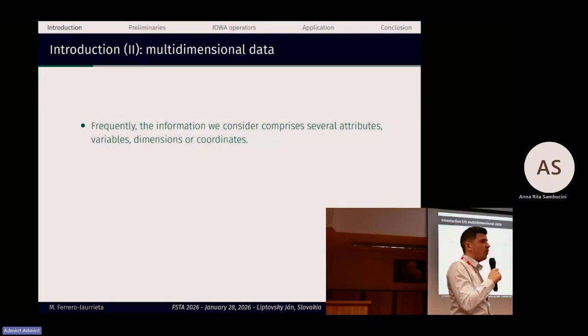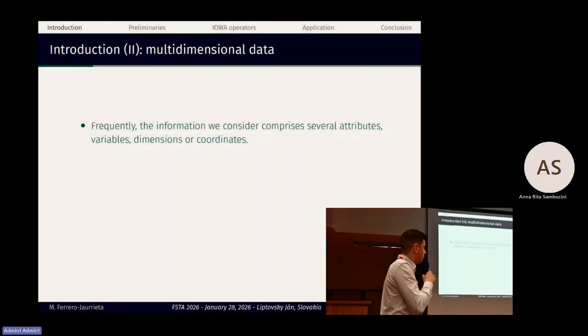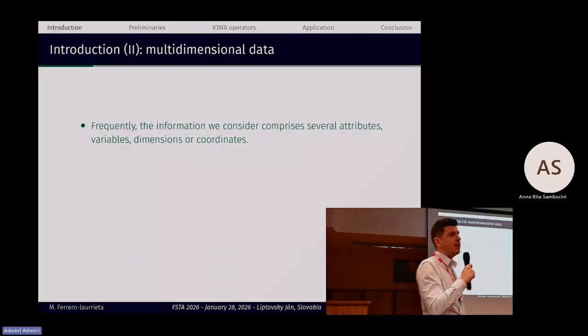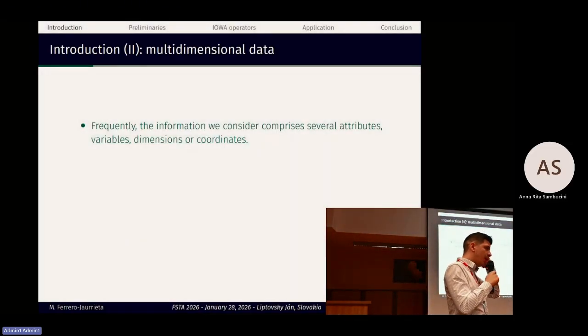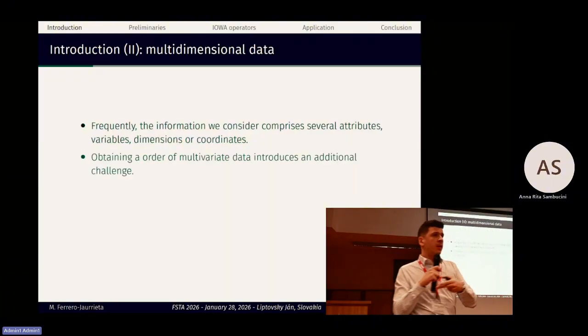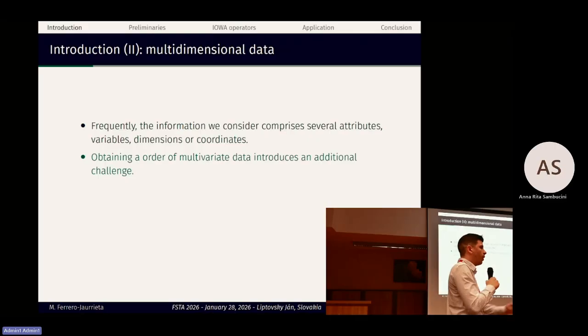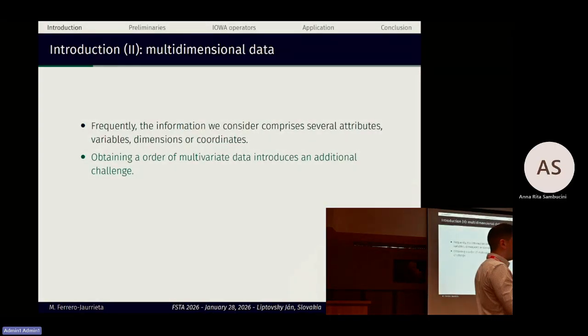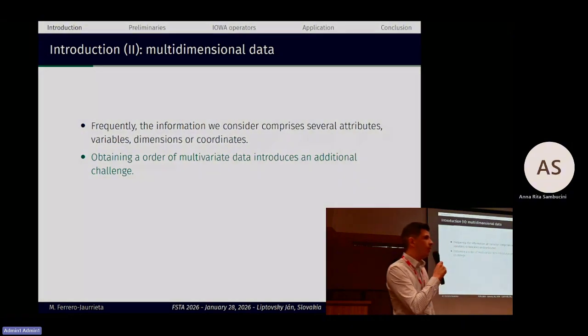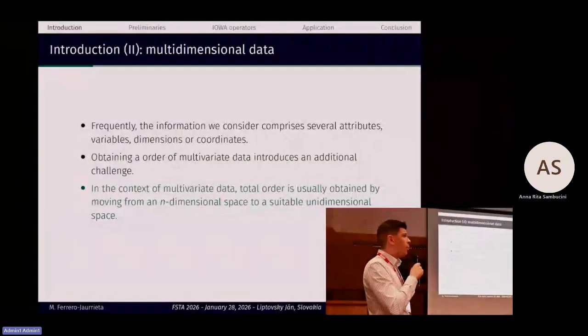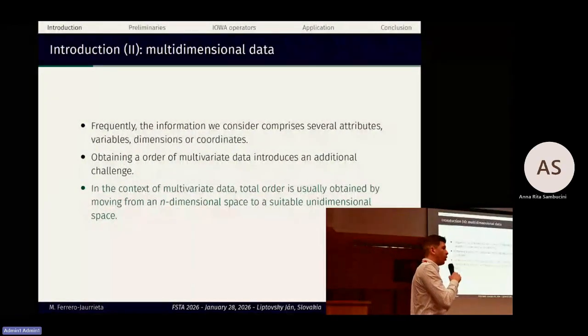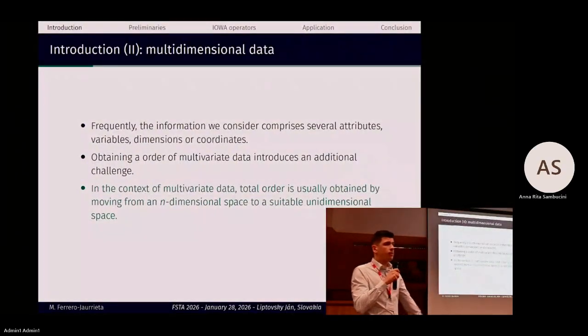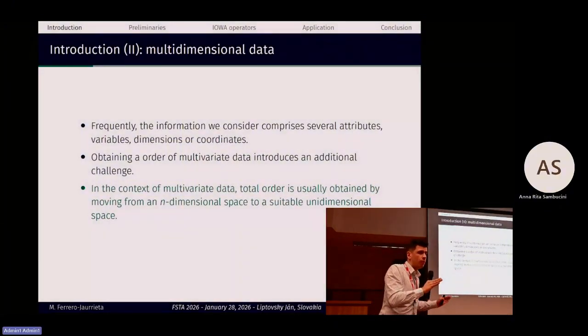Also, frequently the information is compressed about several attributes, coordinates, etc. Frequently information is multi-valued, and in order to order this information we have an additional problem, because we cannot order vectors or multi-valued information based on partial orders. Normally, in order to establish an order on an n-dimensional space, we try to move to some suitable one-dimensional space in order to order.